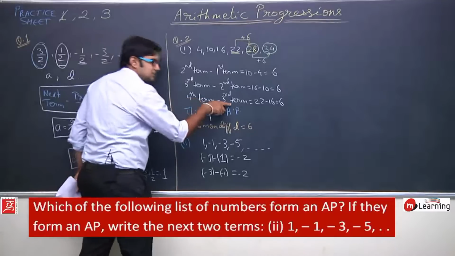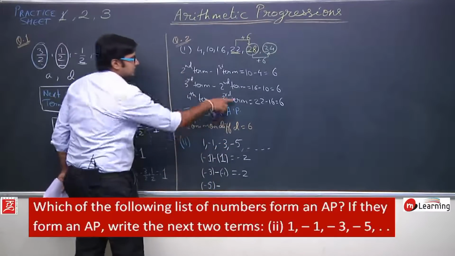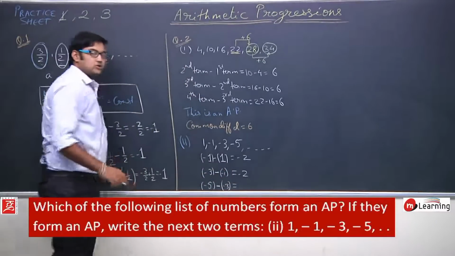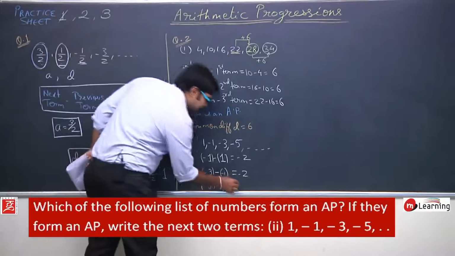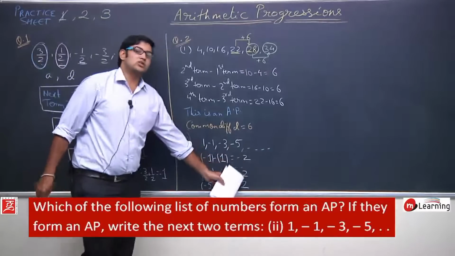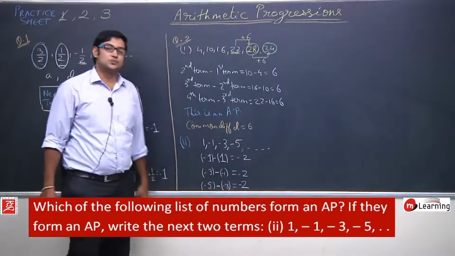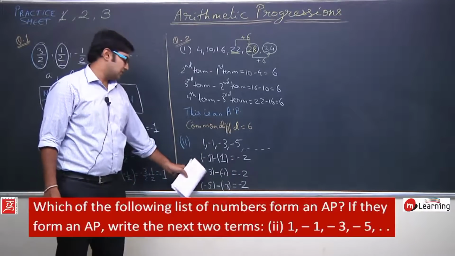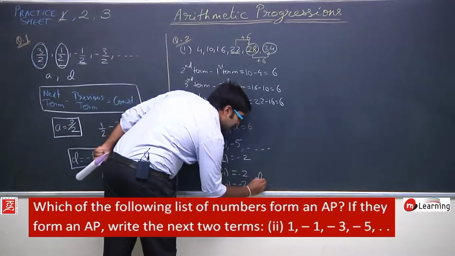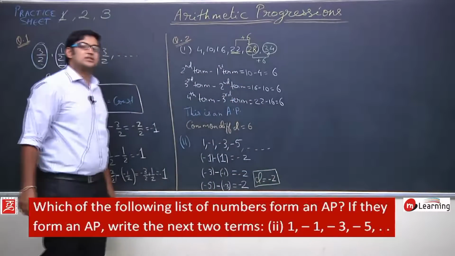Then fourth term minus third term. Fourth term is -5 and minus third term is -3. So minus of -3, that is plus 3. So -5 plus 3 will give you -2. So what you can see is that the difference between two consecutive terms is constant in this case also, and it is -2. So what is the common difference for this particular list? I can say common difference D is equal to -2.